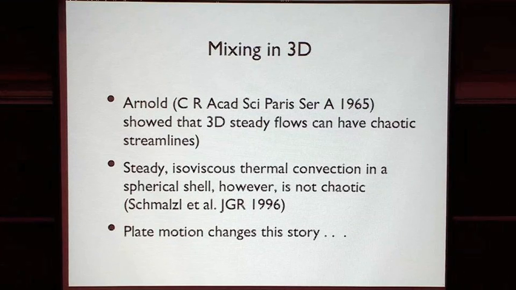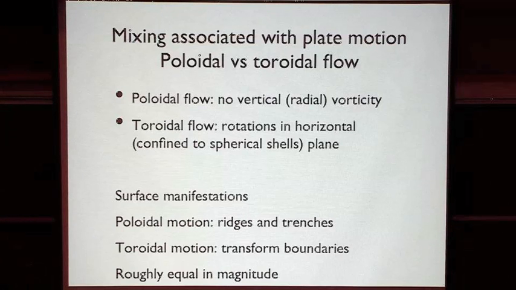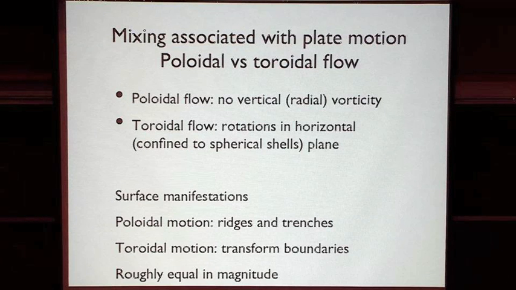Okay, so for flows in 3 dimensions in a spherical shell, we can subdivide the type of motion into 2 types of motion, what's called poloidal flow and toroidal flow. And here's a non-mathematical definition of these flows. Poloidal flows are flows that have no vorticity in the radial or vertical direction.